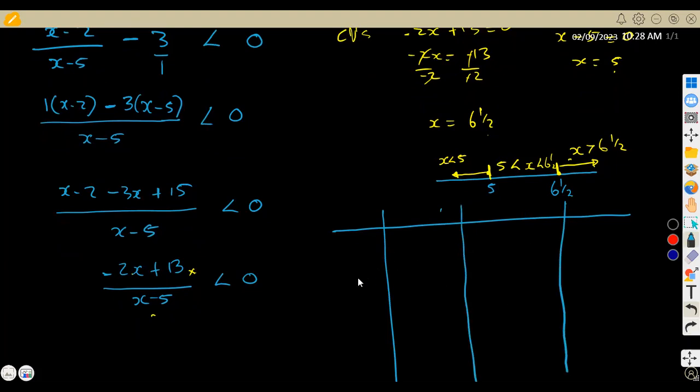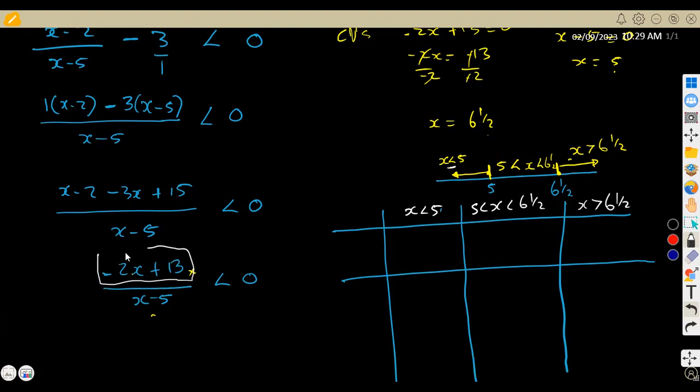All right, so this is what we are going to have for the solutions first. We have got x here, which is less than 5. Then we've got 5 less than x less than 6.5. Then we've got x greater than 6.5. These are the ones that you write here. Then you write the critical values one by one. You start with the numerator. These are the critical values from the fraction.